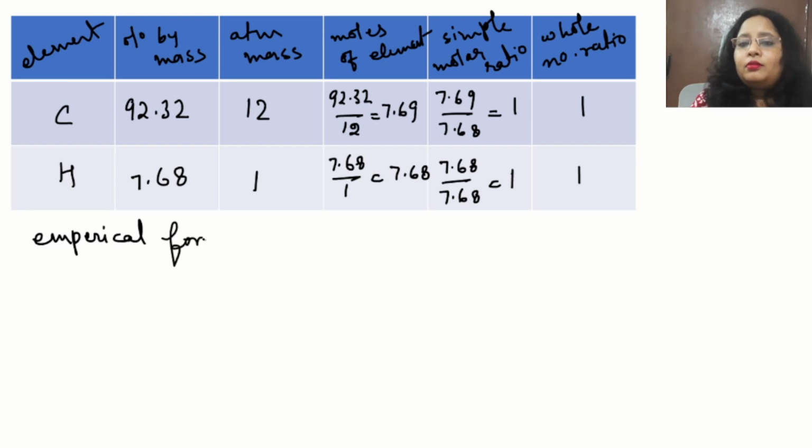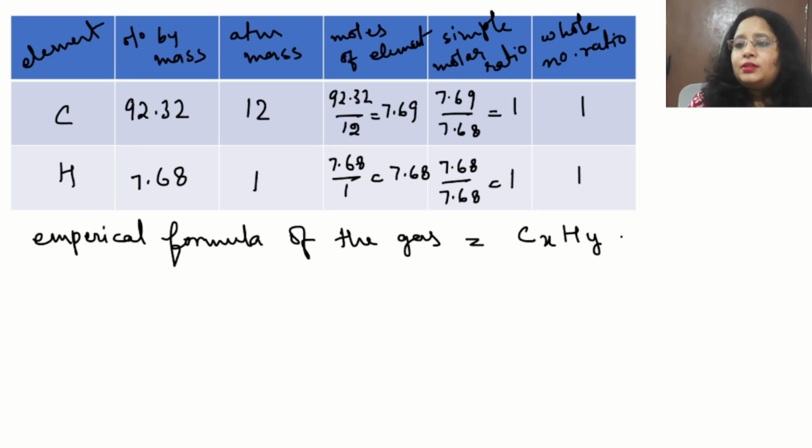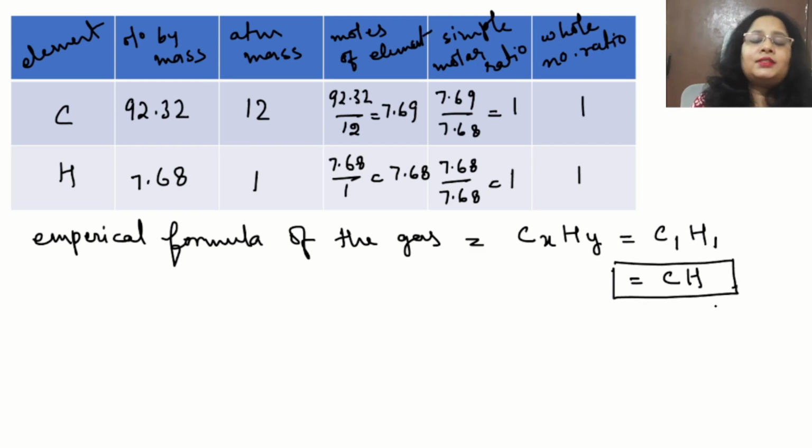Empirical formula of the gas, as we calculated, is CxHy. So here for C we got the X value 1, and for hydrogen we put the value Y, and Y's value also we got 1. So now empirical formula is CH, as we are not going to mention 1. So this is the first part of our question, the empirical formula of the gas we got.